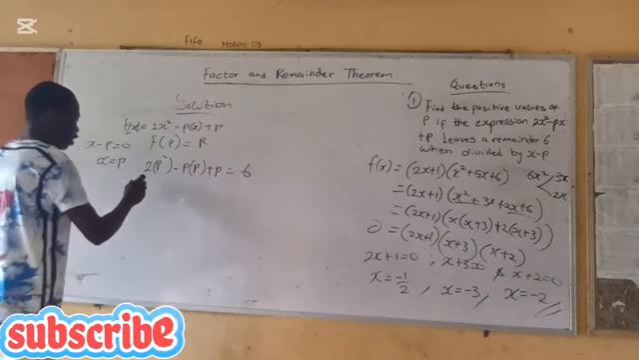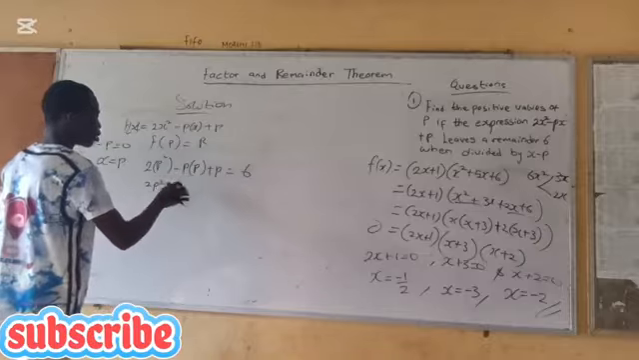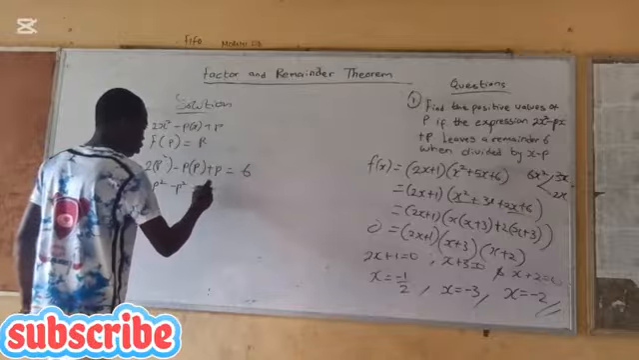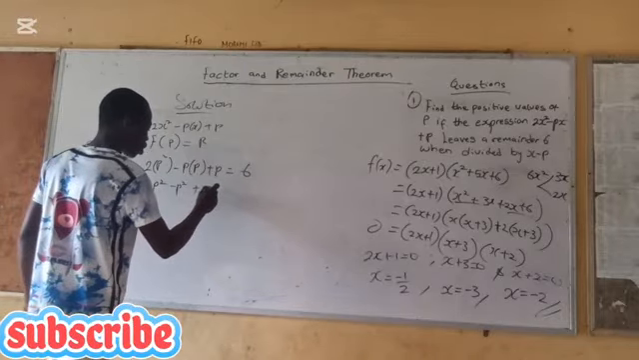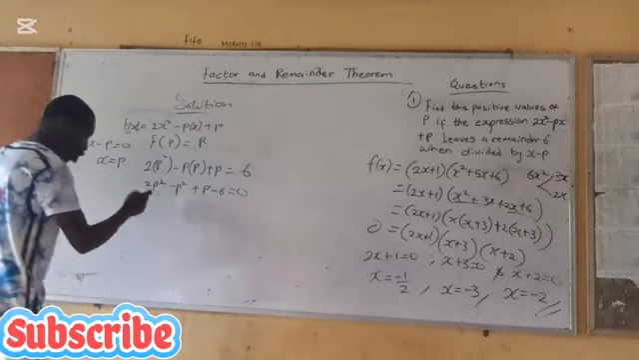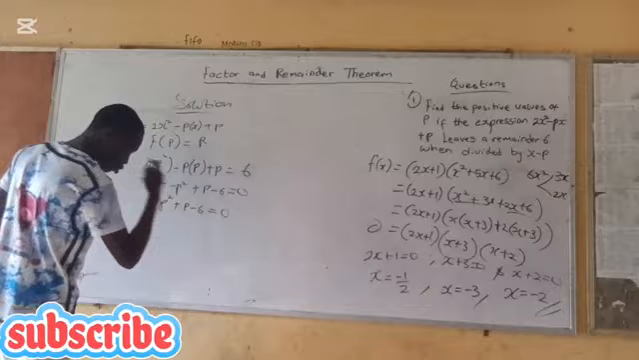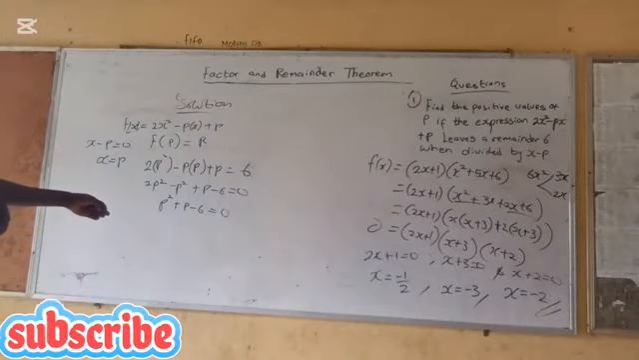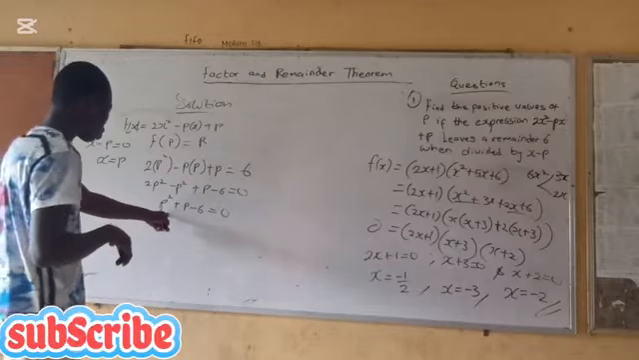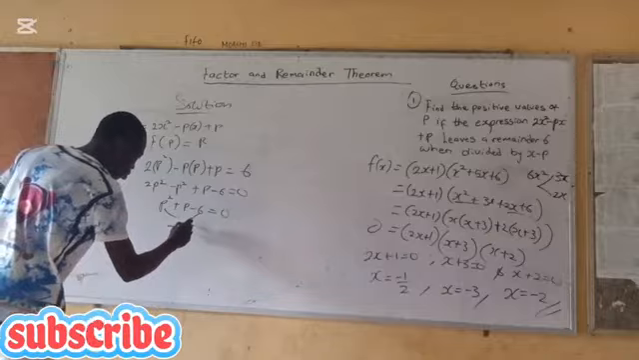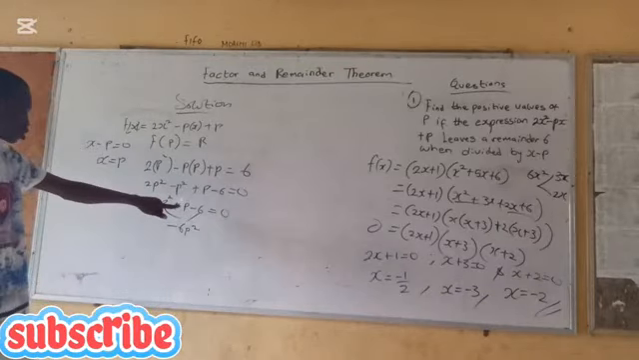So let's break this down. We have 2p squared, minus p multiplied by p, that's minus p squared, plus p. Collecting like terms, we have minus 6 equals 0. So when you subtract this, we have p squared plus p minus 6 equals 0. Now, can we use factorization method to solve this question? Looking for two factors, when you multiply together, it's going to give us minus 6p squared, and when you add together, it's going to give us p.